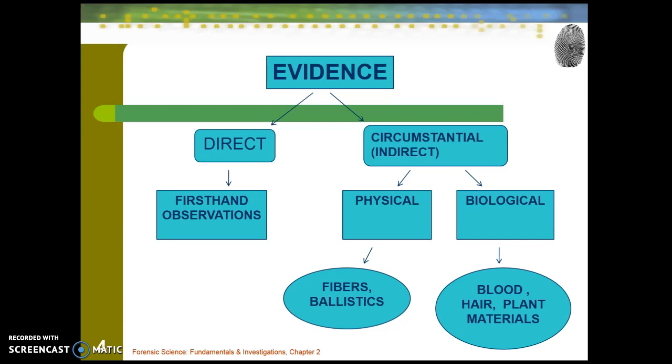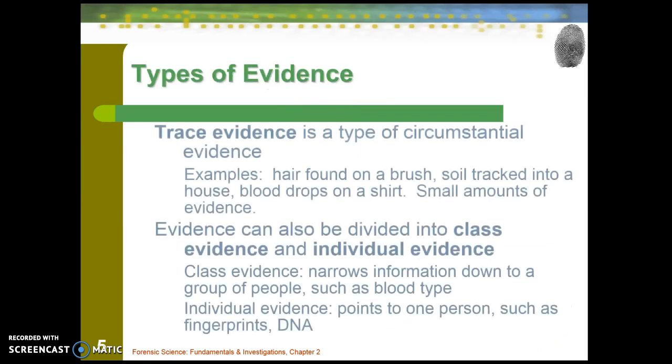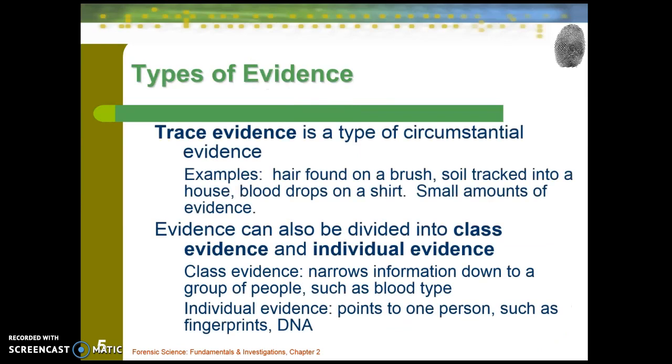And then we have biological evidence, which falls under the circumstantial category as well. This includes blood, hair, and plant material. So anything that comes from a living material would be biological circumstantial evidence. Trace evidence is a type of circumstantial evidence. So an example would be hair found on a brush, soil tracked into a house from your shoes, blood drops on a shirt, a very small amount of evidence.